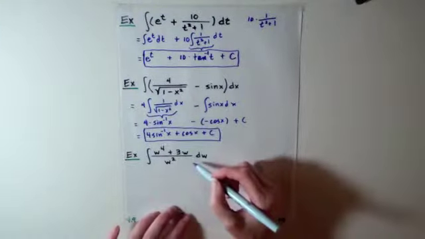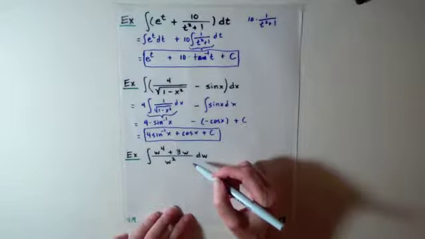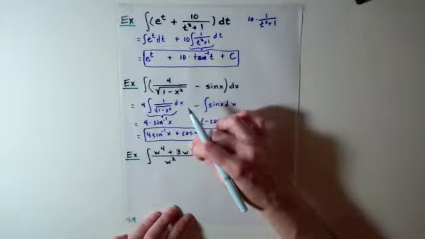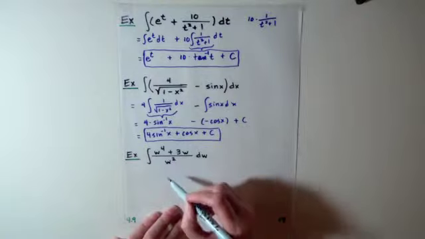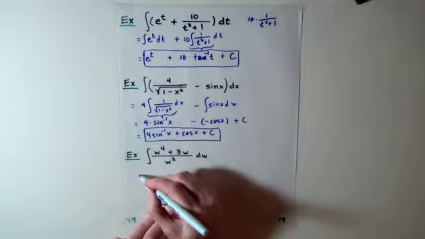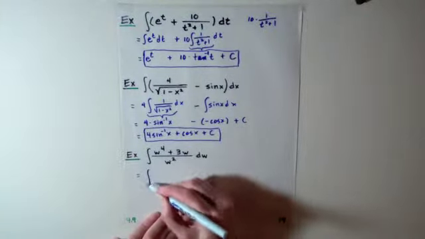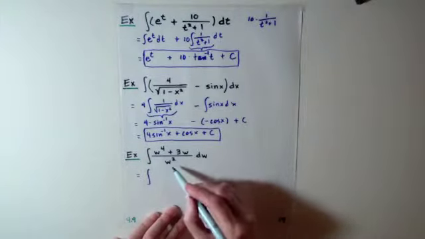Okay, how about this last one? Did you find a way to rewrite this? Because I can't just do the integral of the top and the integral of the bottom separately. There is no quotient rule for integrals. I do have a single term in the bottom, so we could do something similar to an example that we did a little bit earlier where we had a single term in the bottom.